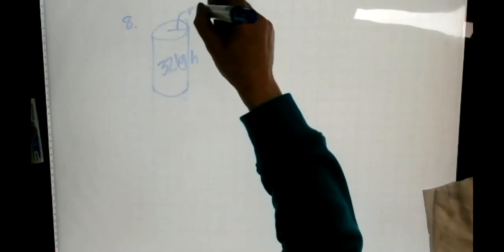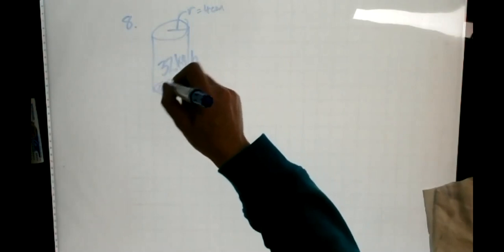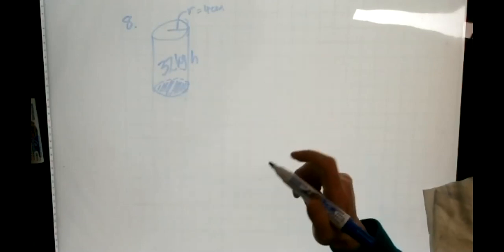So the radius R is 4 centimeters. Calculate the value of the pressure on the table.